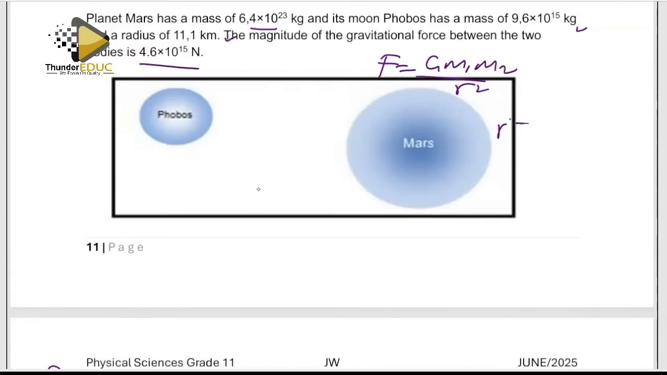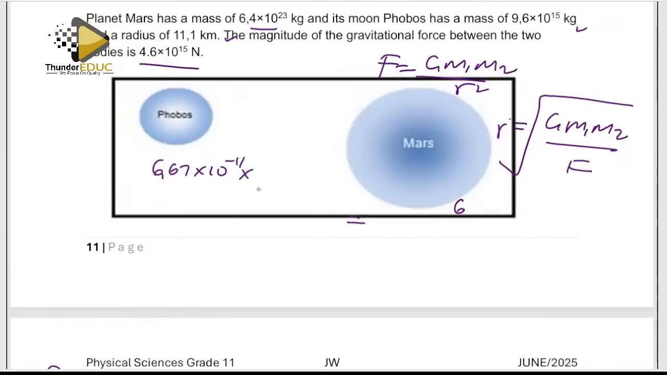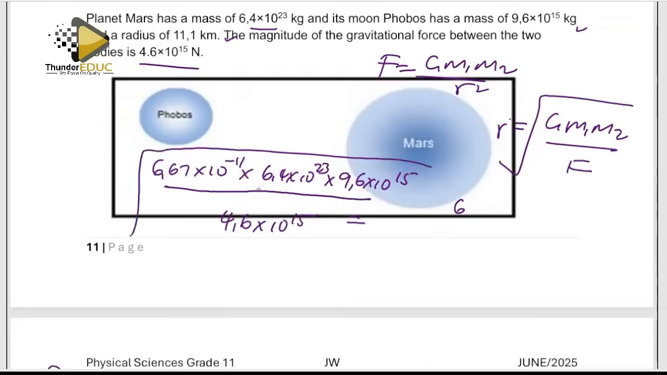So R is going to be the square root of G M1 M2 over F. When I substitute, I have 6.67 times 10 to the negative 11 times the mass, 6.4 times 10 to the 23. Other mass is 9.6 times 10 to the 15. We're dividing it by the force, 4.6 times 10 to the 15. Everything is under the square root. So when I punch this into the calculator, I'm getting 9.44 times 10 to the 6 meters.